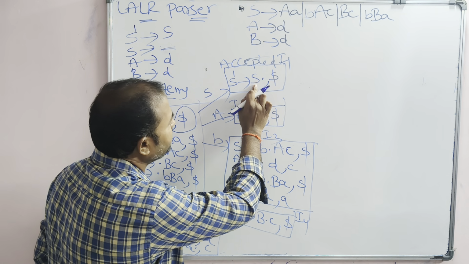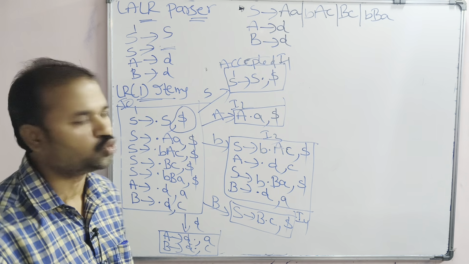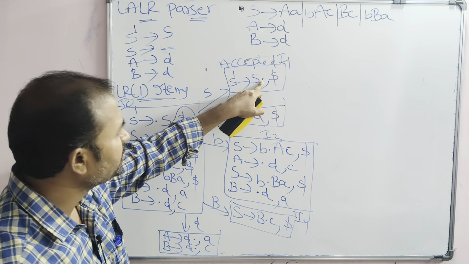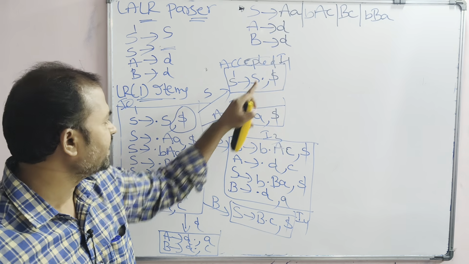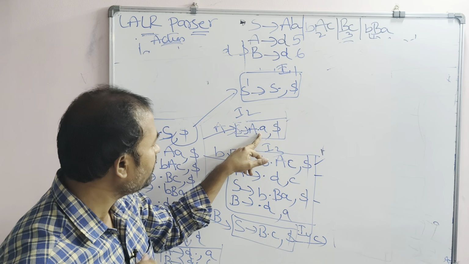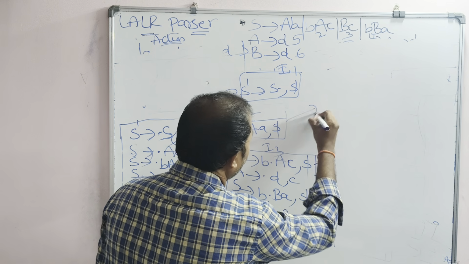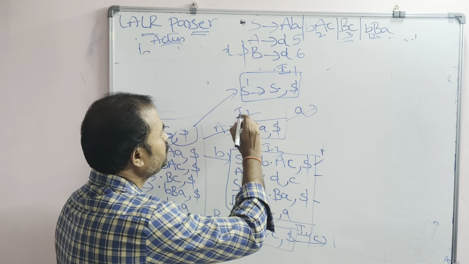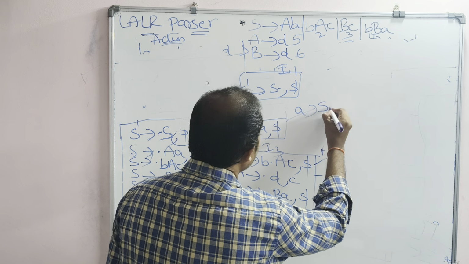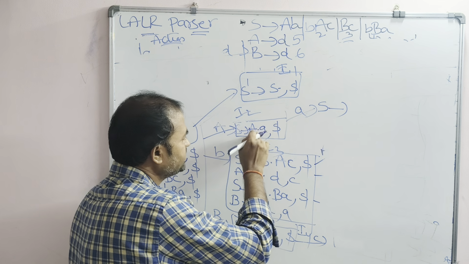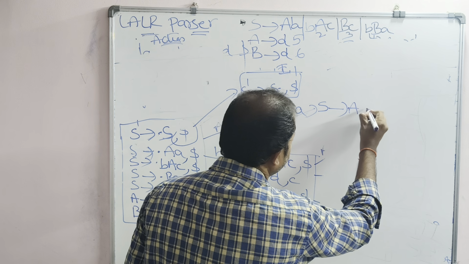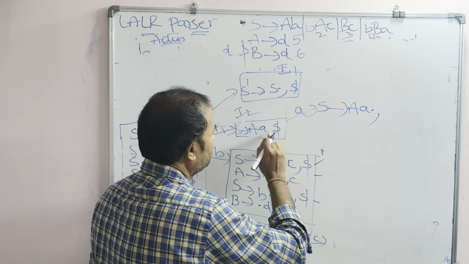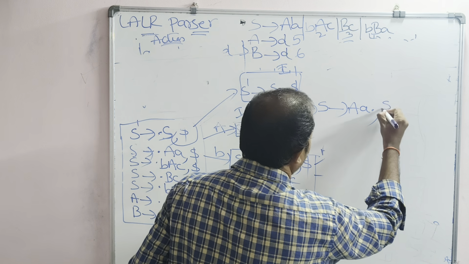So this is a final item, so no need to apply goto. Final item means dot is at the extreme right hand side. Here after dot we have a terminal, so apply A on I2. Then the production will become S produces A dot, with the dot shifted one position to the right. There is no need to change the look ahead part.